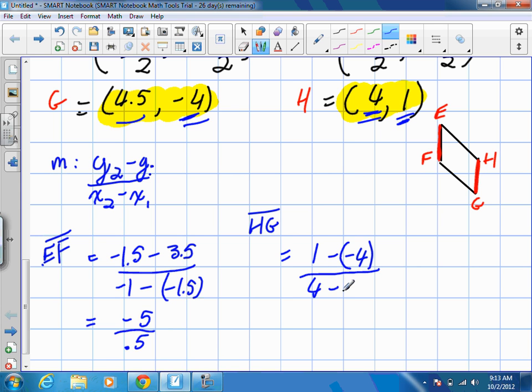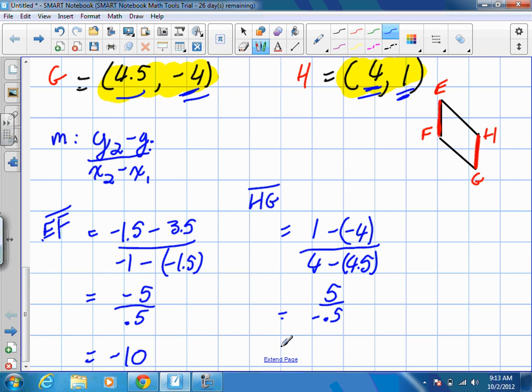1 subtract negative 4, anyone know? 5. 4 subtract 4.5 is negative 0.5, which gives us what? It's the exact same thing we had before, negative 10. So we know EF and HG were definitely parallel. The next pair we have to find are FG and EH and discover if they're parallel. So again, we find the slopes. If the slopes are the same, we have parallel.